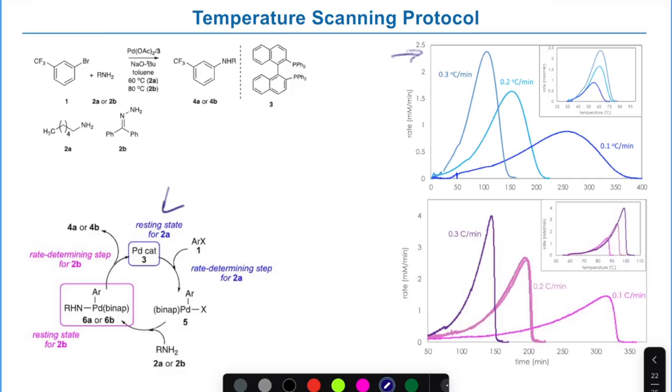So what you're seeing here is rate against time. This is the time axis across here. If I change the rate of heating from 0.1 degree a minute to 0.2 degrees a minute to 0.3 degrees a minute, you're seeing sharper and sharper profiles. Implicitly, on the most extreme one, 0.3 degrees a minute, if I heat the reaction faster, I get to a higher overall rate because I'm getting to a higher temperature in less time.